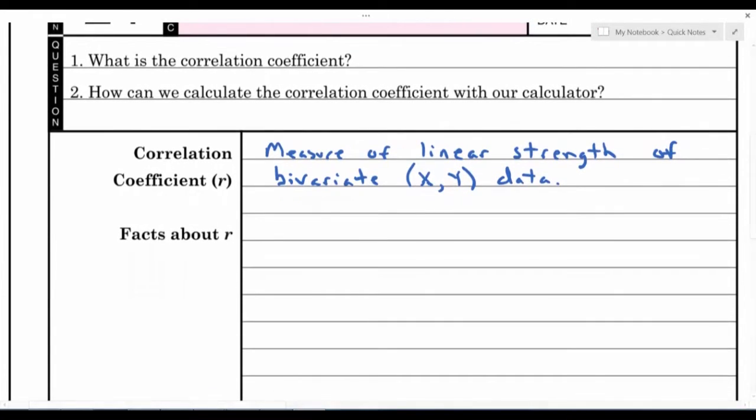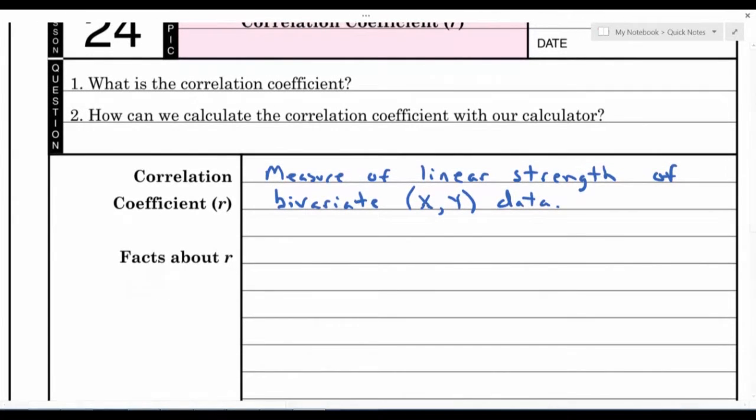Alright, here are some facts about correlation coefficient. Fact number one, the value of R is always going to be between -1 and +1, including those endpoints. A correlation of -1 means it's a perfect linear negative relationship, and +1 is a perfect linear positive. So if you could imagine a set of points that had a slope of -1, that would give you an R of -1.